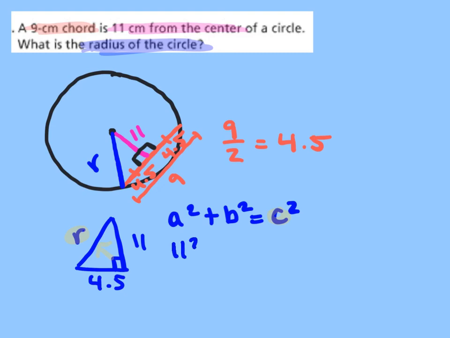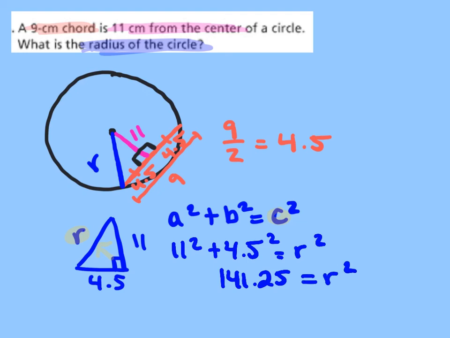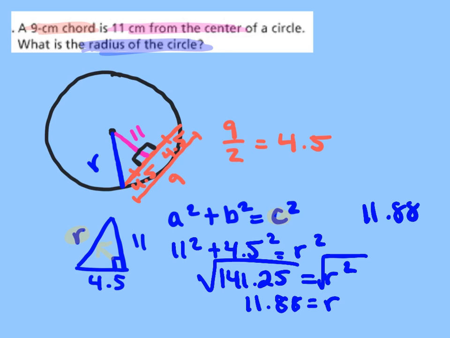So I can say that 11 squared plus 4.5 squared equals R squared. The 11 squared plus 4.5 squared gives us a value of 141.25 equals R squared. And then you can take the square root of both sides, and the square root of that 141.25 gives us a value of 11.88 equals R. So the radius is 11.88 centimeters as your final answer.